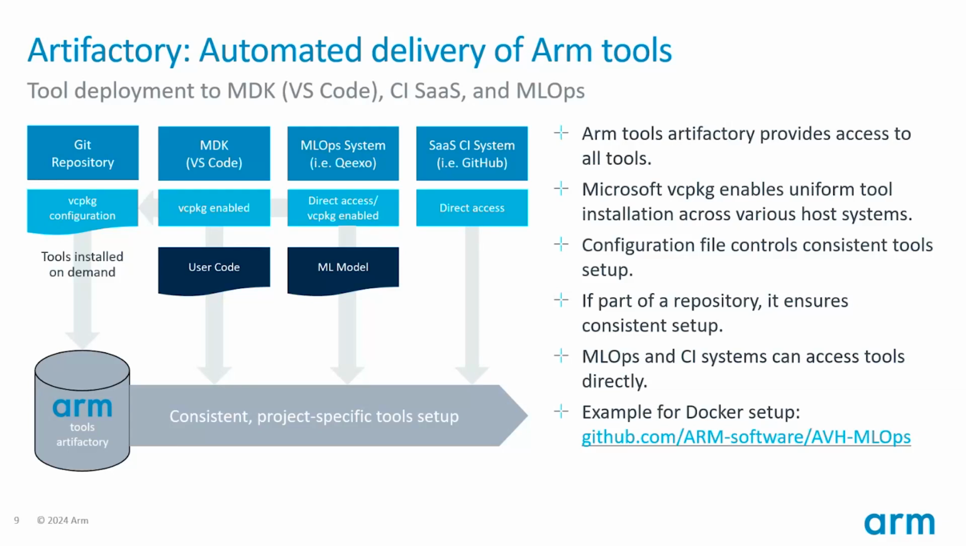So either you are on a Git repository and use vcpkg there, for example, or you use MDK, the VS Code, and/or an MLOps system or a SaaS CI system where you then, for example, use direct access. So as I said, for example, curl to download something. That is totally up to you. It's very versatile. You can enable different workflows. And we have an example for a Docker setup, for example, on GitHub ARM-software, AVH-MLOps.